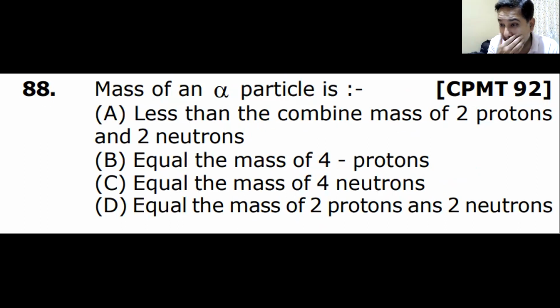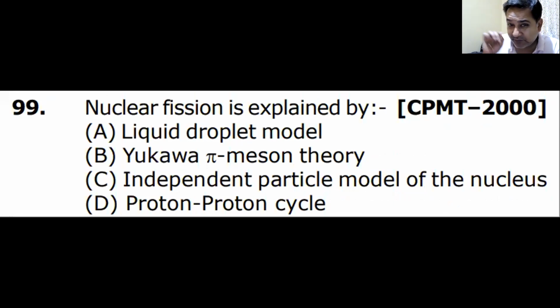You got it, sir? Mass of an alpha particle is... An alpha particle has 4 nucleons, 2 protons and 2 neutrons. Less than. Answer A. We understand that? Yes, sir. Then again, see, whatever we have discussed in the class, same questions have come. Nuclear fission is explained by the liquid drop model. So the name is important. Do you understand the importance of knowing the fact? That is why we have done this. There is a reason why we do everything, we understand this, yes or no?